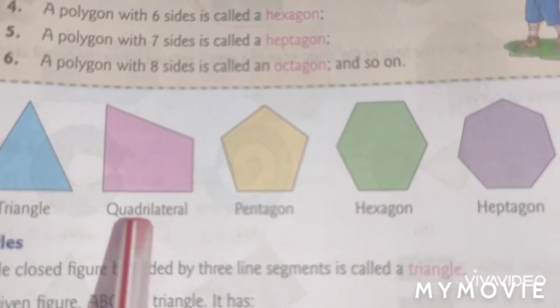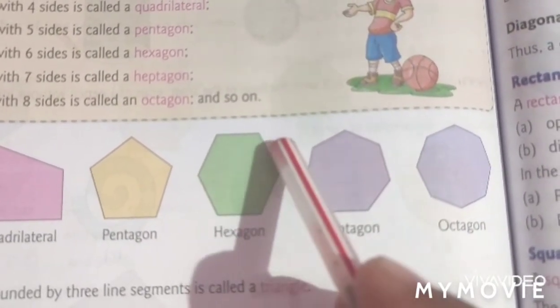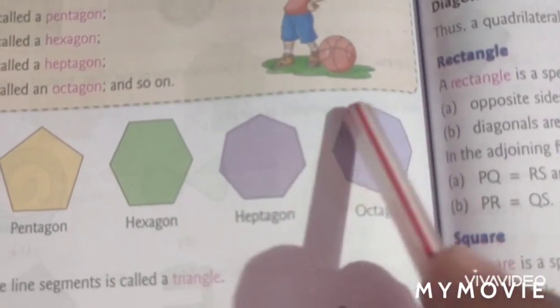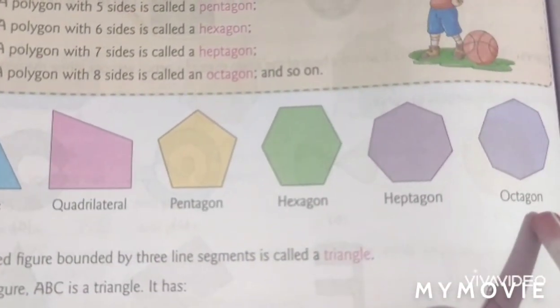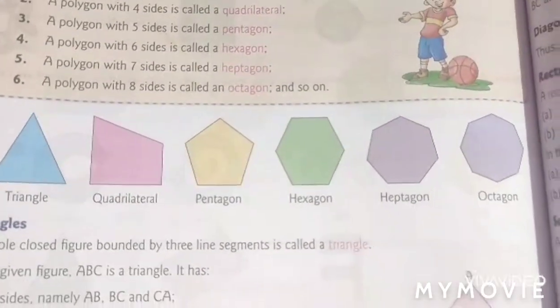Just see, I am sharing the screen over here. This is a triangle, this is a quadrilateral, this is a pentagon. How many sides do we have in this? 5. 1 2 3 4 5. Over here we have a hexagon. Hexagon means 6. 1 2 3 4 5 6. Hexagon means a 6-sided figure. Next, a 7-sided figure is your heptagon, and an 8-sided figure is your octagon. These all come under what? Polygon. Okay, different shapes have been given.